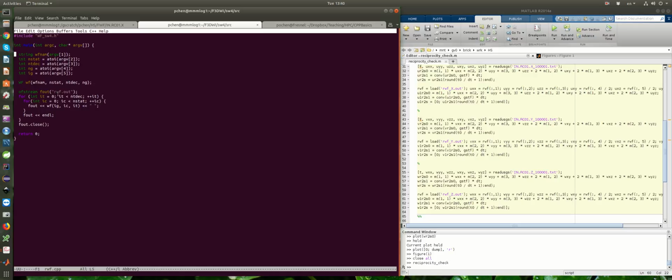And then it's going to write out the strain history at this particular location. That's 6 components for every time step. And those files are rwf underscore x, rwf underscore y, and rwf underscore z.